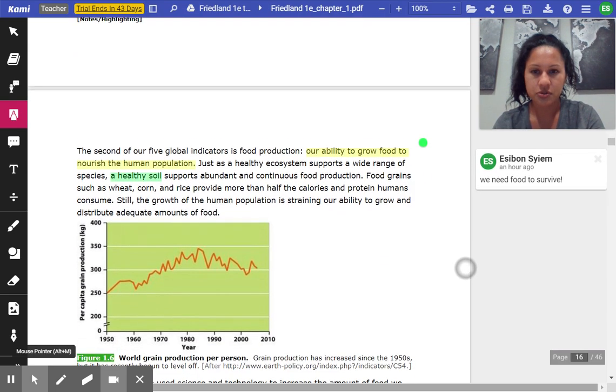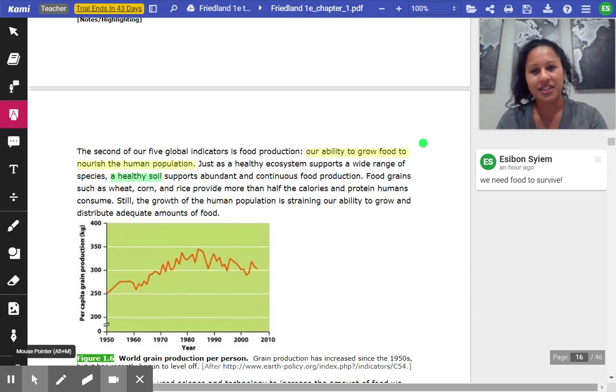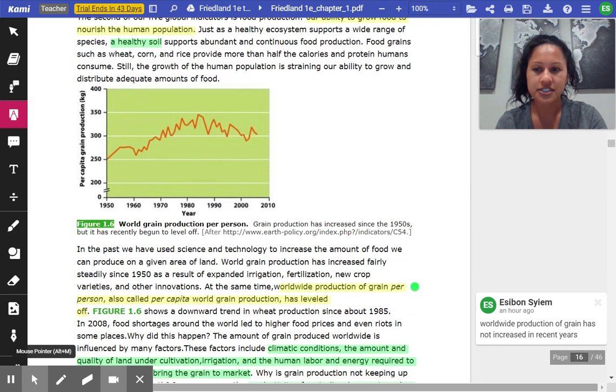Okay, 1.3.2, food production. So obviously we need to eat to survive, and hence that's one of our 5 global indicators. Just being able to survive and grow food to support the whole human population is important to maintain on Earth. So with that, healthy soil is really important. We're going to talk about soil in a later chapter, but it's not just that we have to produce more food. We also have to be cautious about the nutrients in the soil, so the soil can continue to sustain crops, because that affects the amount of crops that can be grown and harvested.